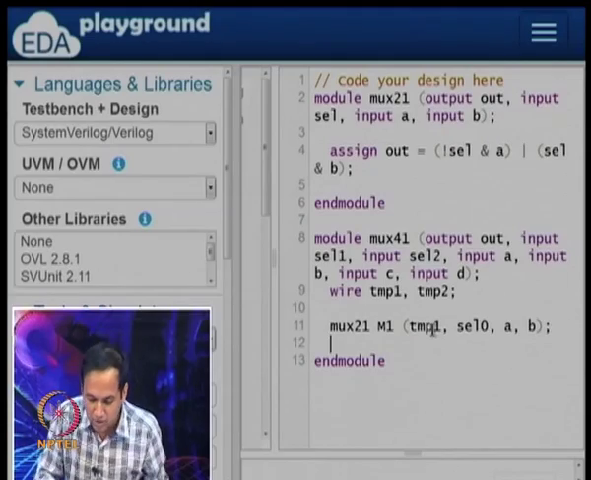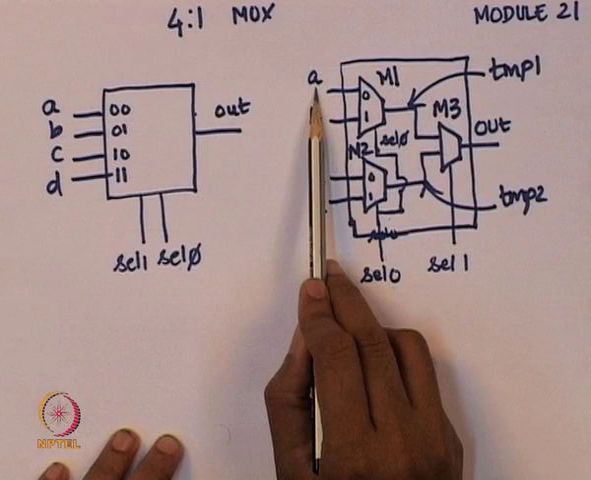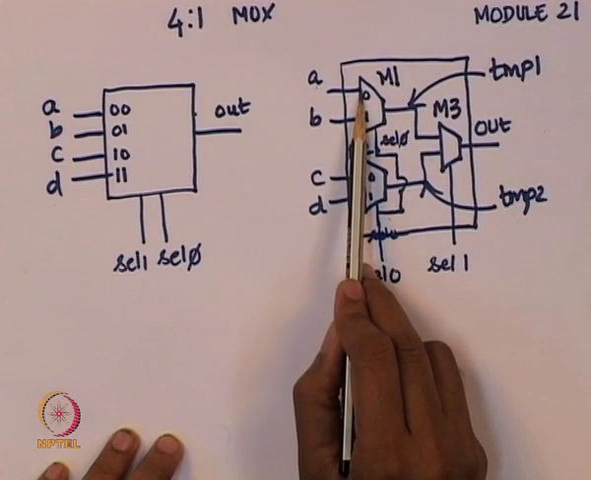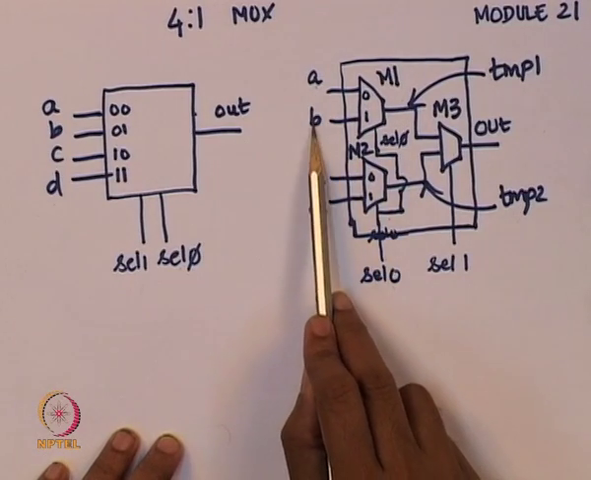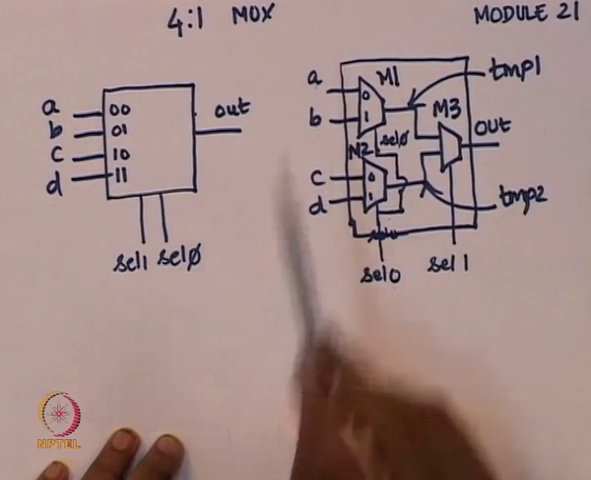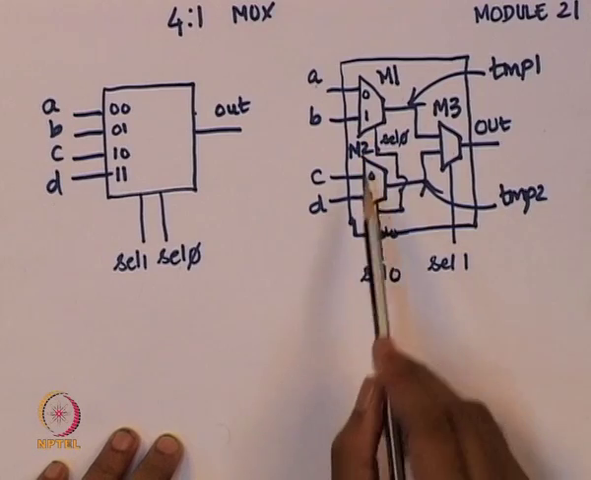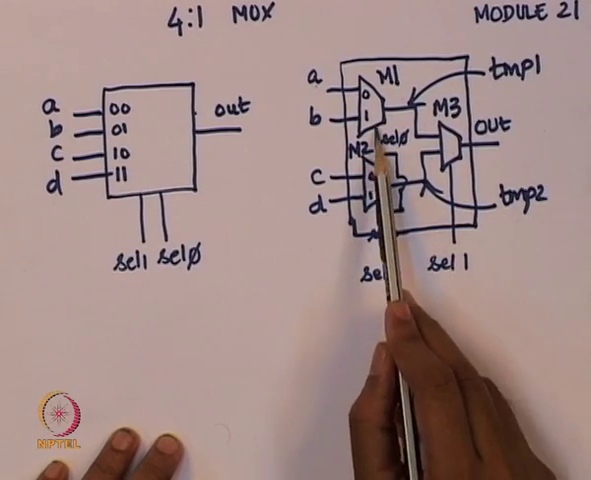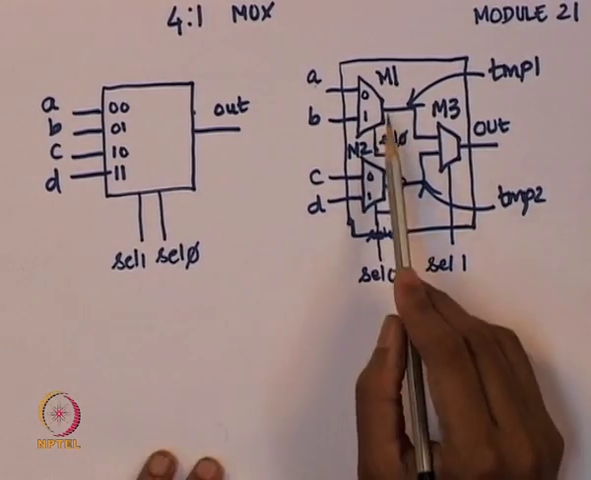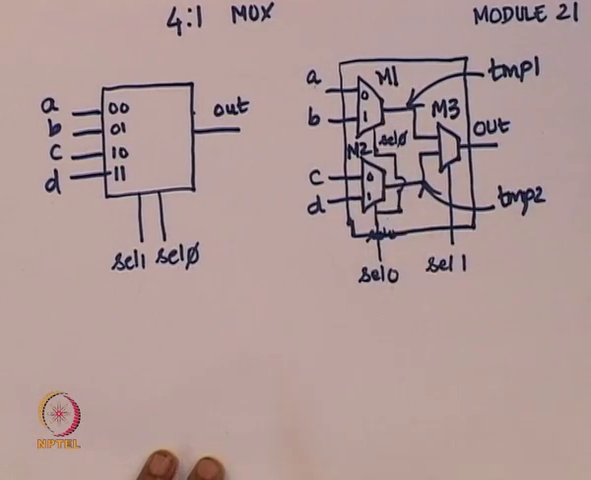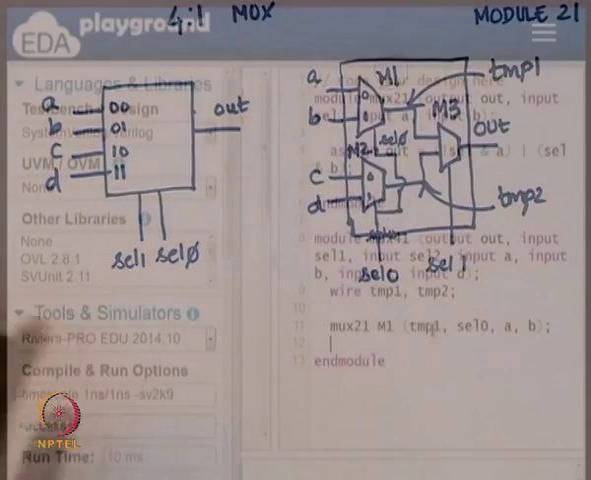If you go back to the picture, we have taken A of the 4 to 1 mux and given it as input to one 2 to 1 mux, and we have taken B of the 4 to 1 mux and given it as another input to the 2 to 1 mux, and select 0 is given as the select line. The output of that is called temp 1. We called this gate M1. That is what we have so far.